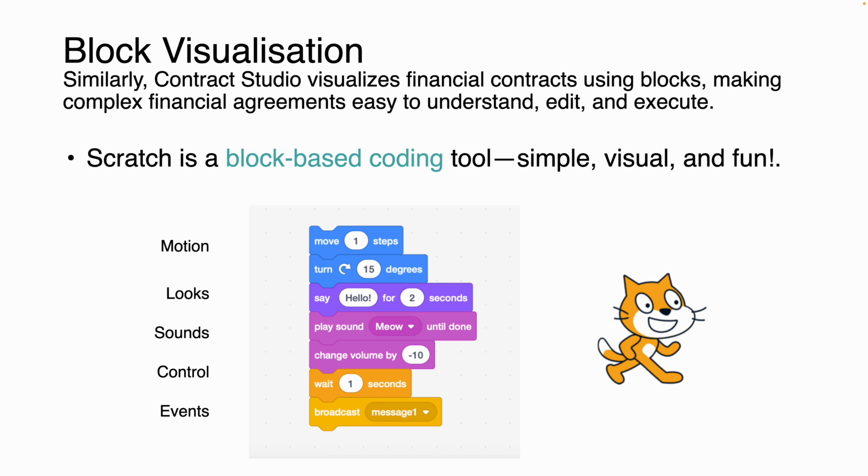Scratch is a block-based coding tool which is simple, visual, and fun to use. My daughter uses it to train a virtual cat to move, change directions, make sounds, and even broadcast messages. And trust me, it's way easier than training a real pet at home. Similarly, Contract Studio visualizes financial contracts using blocks, making financial agreements easy to understand, edit, and execute.